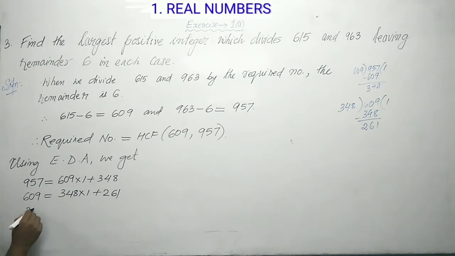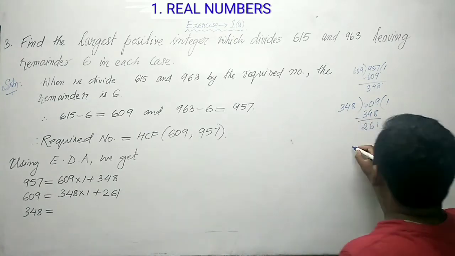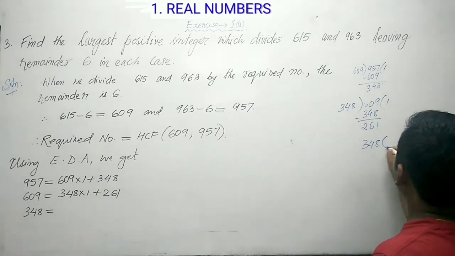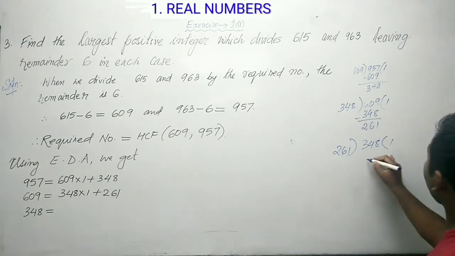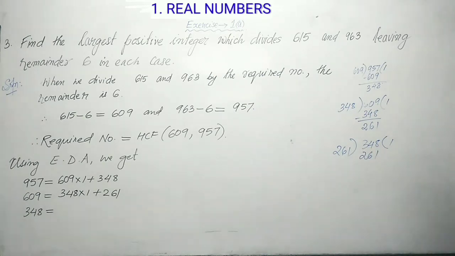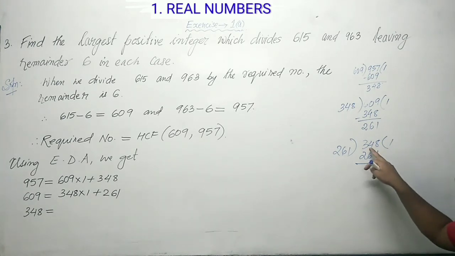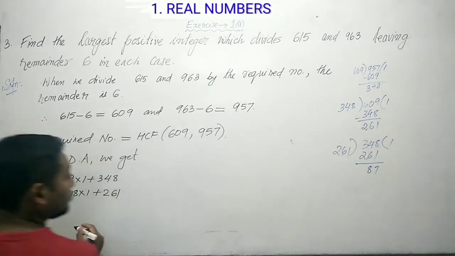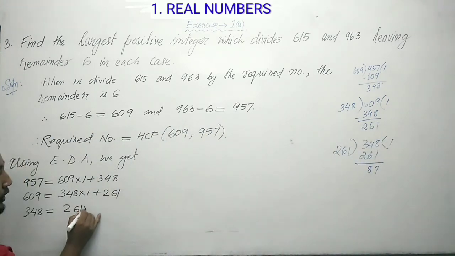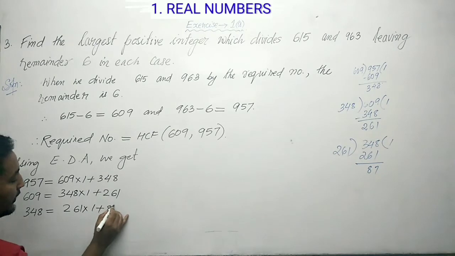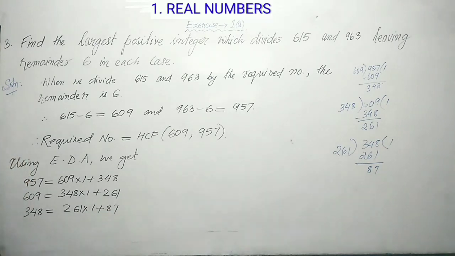Divide 348 by 261. Let us divide. 348 will be divided by 261 again. Ones are 261. 8 minus 1 is 7. 34 carry. 14 minus 6 is 8. You have 261 into 1 plus 87. Again the remainder is not 0. Let us go one more step.